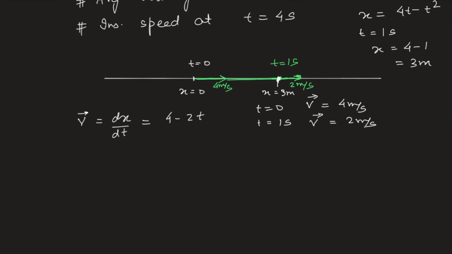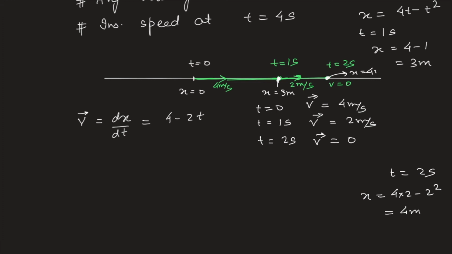Now at t equals 2 seconds, we will see that the velocity becomes 0, as in the particle comes to rest at t equals 2 seconds. The speed of the particle is 0. What is the position of the particle at 2 seconds? The position of the particle is 4 into 2 minus 2 squared, so that is equal to 4 meters. So the position of the particle at this point here is x equals 4 meters.